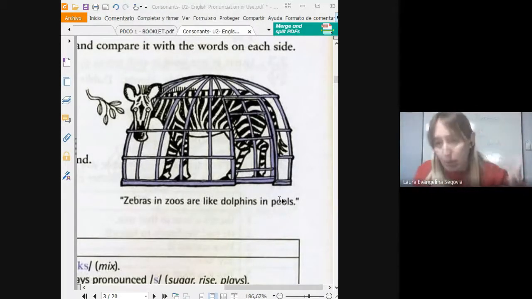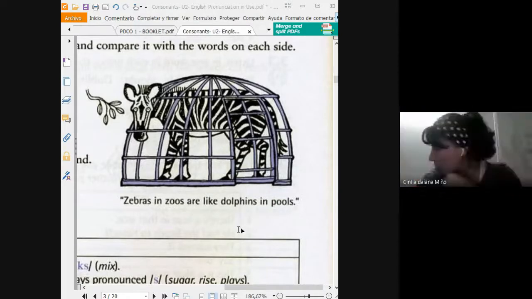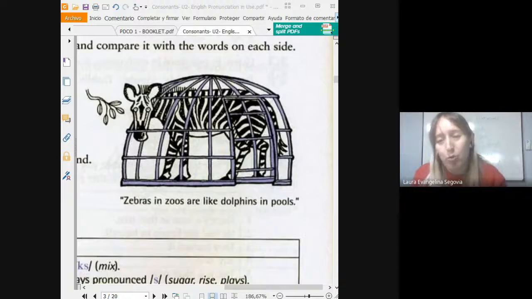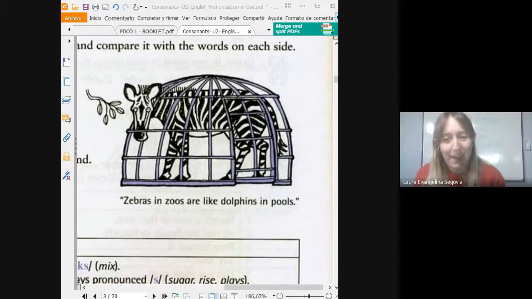So you say, for example, dolphins in pools, like dolphins in pools, zoos are like dolphins in pools, and then you follow the rhythm of the sentence, okay? One more time and then I let you rest. Come on. Zebras in zoos are like dolphins in pools. Okay, practice that. Good. Now to you. Camila?